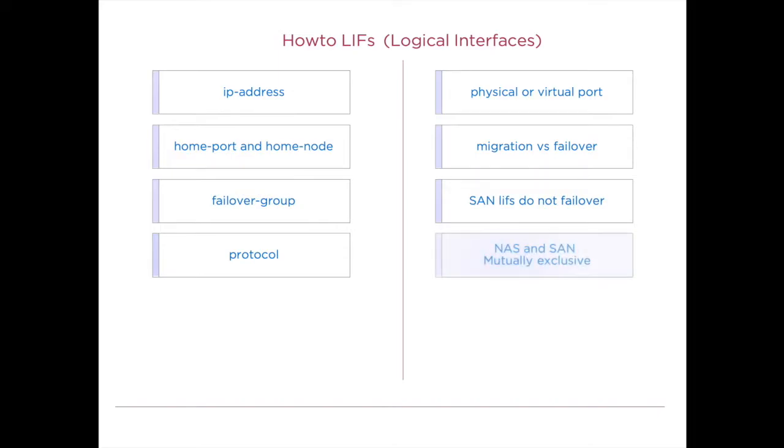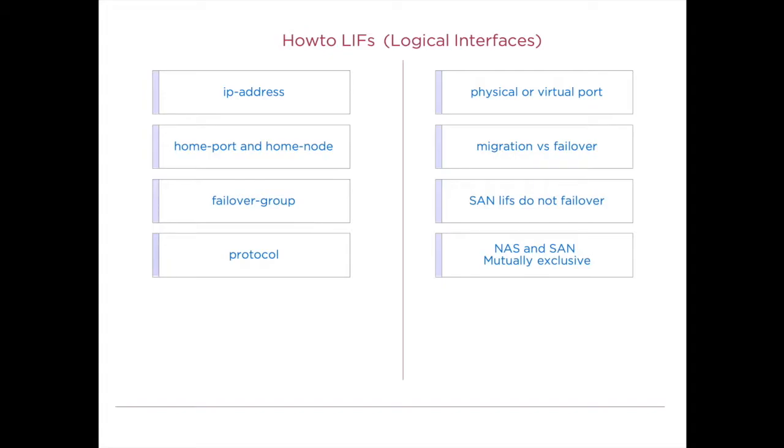Another important note is that a LIF can support one or more protocols. However, if the LIF supports a NAS protocol, it cannot also support a SAN protocol, and vice versa. So if the LIF supports NFS, for example, it can't support iSCSI. So the protocols at the SVM level differ from the LIF level. The SVM can support all protocols at the same time, but the LIF can only support one type of protocol at the same time. So it's either NAS or SAN, not both at the same time.